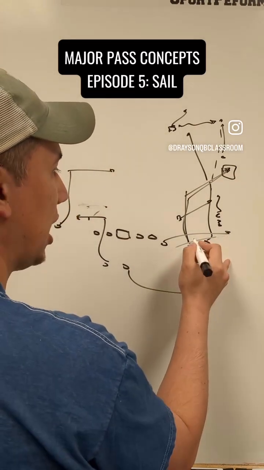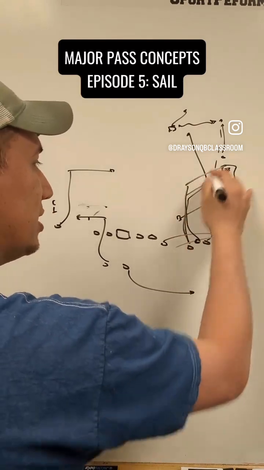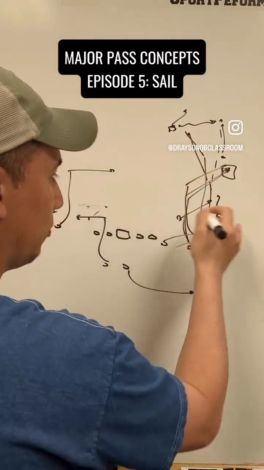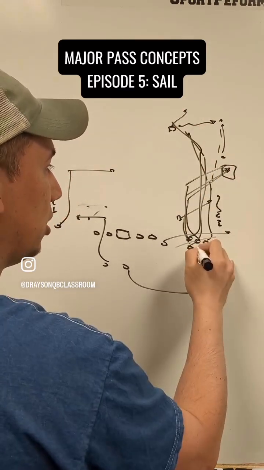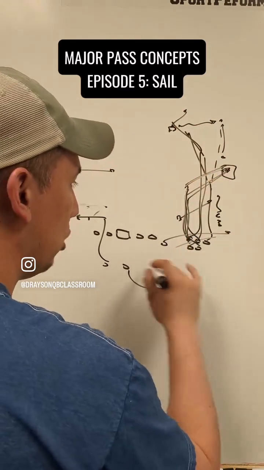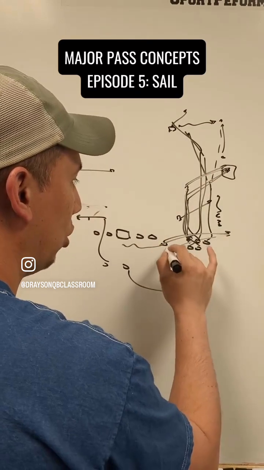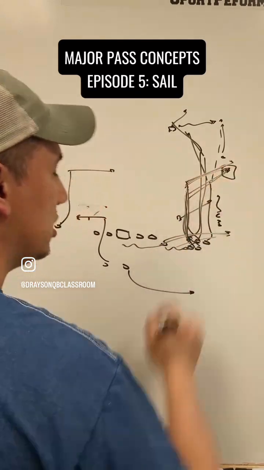We can run switch sail, where now we're going to have this guy run that inside route, and then he is going to go outside. I probably should have switched these guys, him on, him off. And now we're going to run the switch sail here. So we can run it with the motion and the guy coming out into the flat, or we can motion this guy out into that sail component.